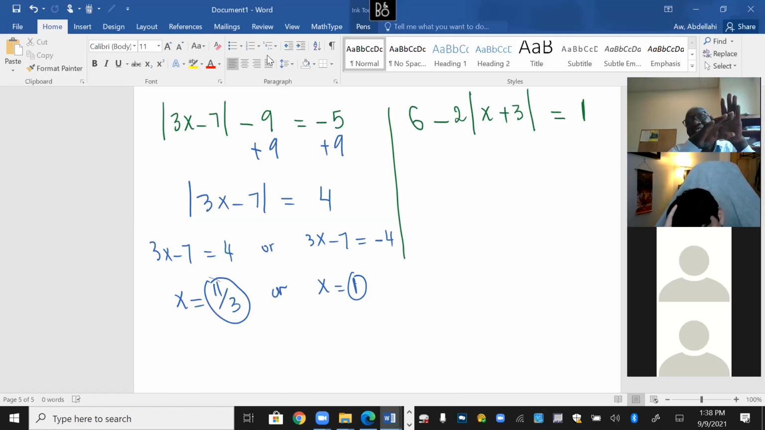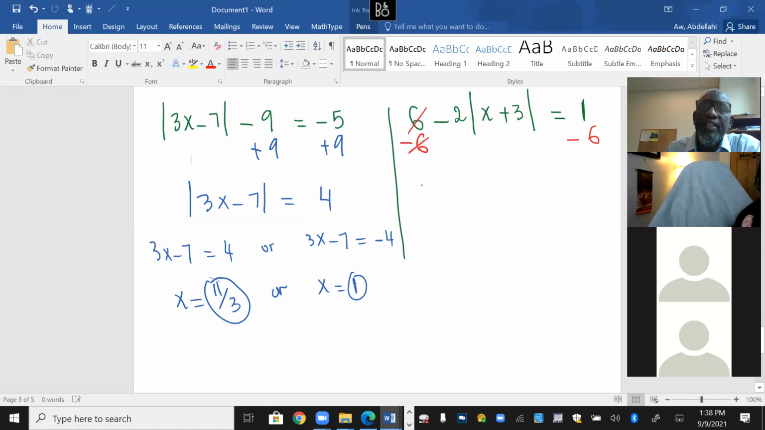Okay. For the next one now, I wrote it this way just to bring your attention to the order of operations, what we should do first. We cannot go ahead and subtract 6 and 2. We add -6 first. Exactly. We subtract 6 on both sides. We get -2 times the absolute value of x plus 3 is equal to -5. And then how do we get rid of the -2? Divide each side by -2.